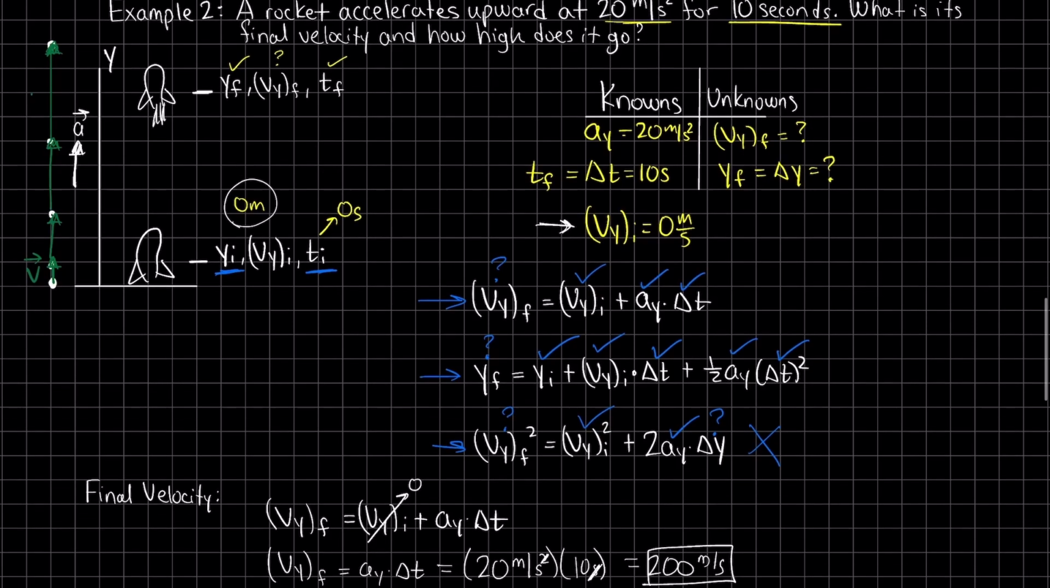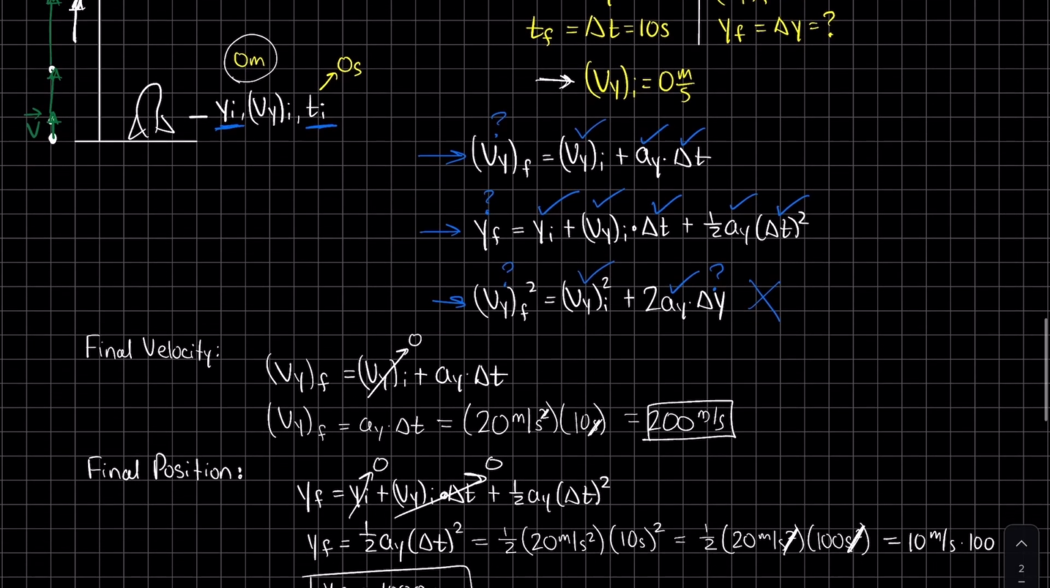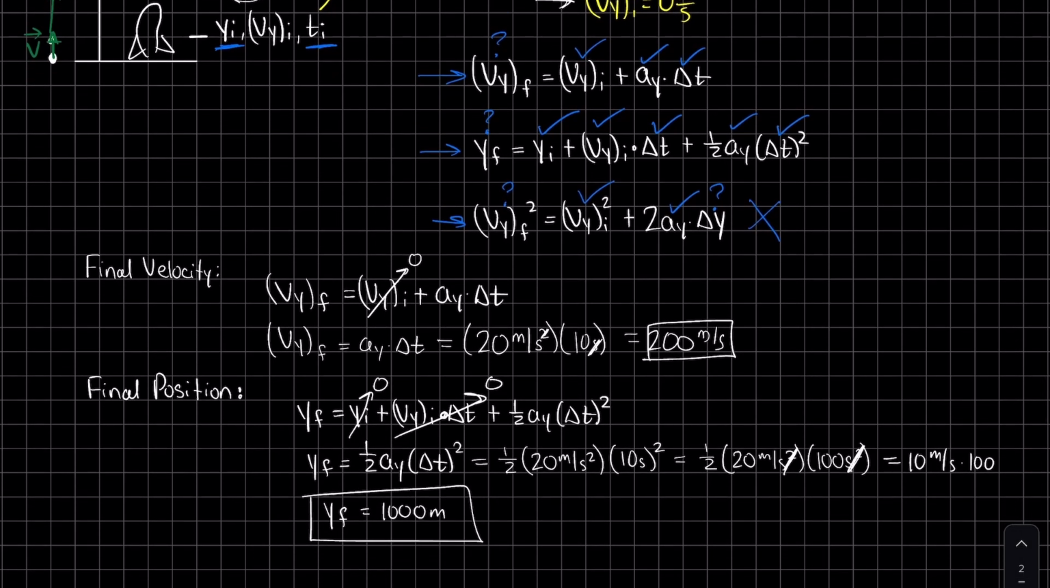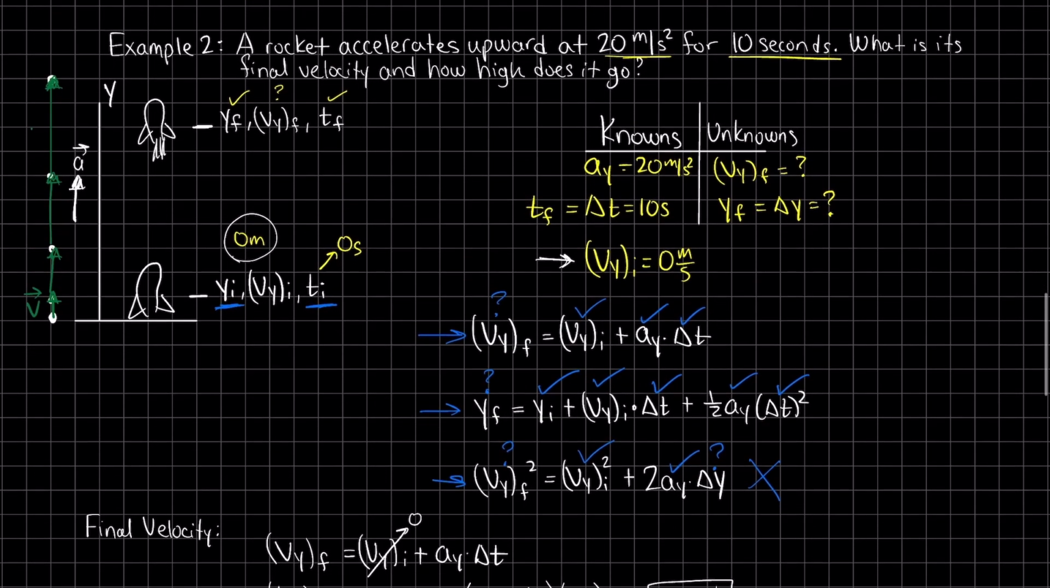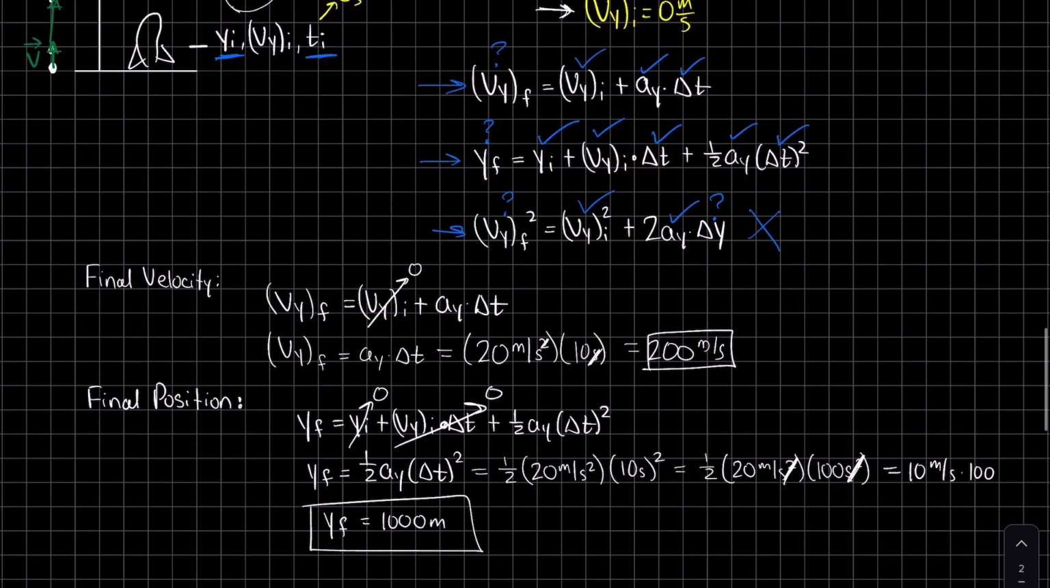Actually, the last step, I need to assess. Does this make sense? That the final position is 1,000 meters high when this rocket accelerates at 20 meters per second squared for 10 seconds. That's pretty reasonable. I would need to question myself if my final position was maybe 50 meters or 100. That wouldn't make too much sense at all.